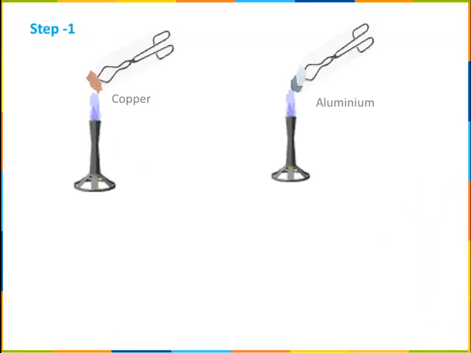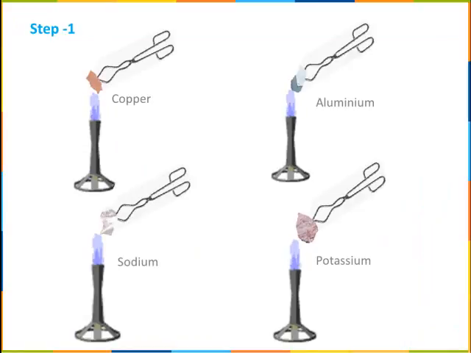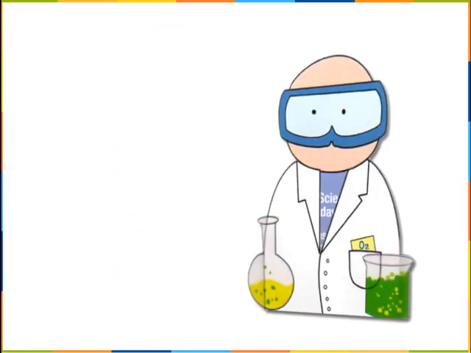Step 1. Hold the samples of copper, aluminium, sodium and potassium with a pair of tongs and heat them over a Bunsen burner as shown here. Collect the ashes in each case if obtained and let the metals and the ashes cool down. So what do we observe? We record different observations for different metals.